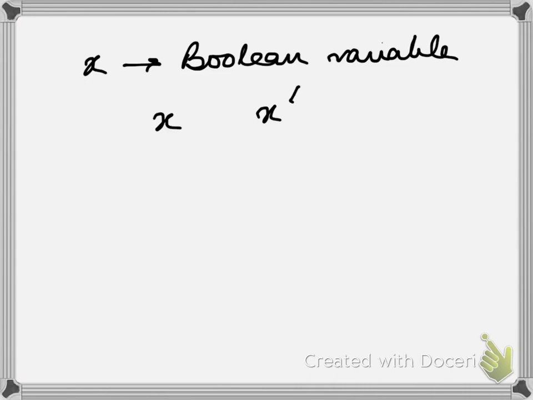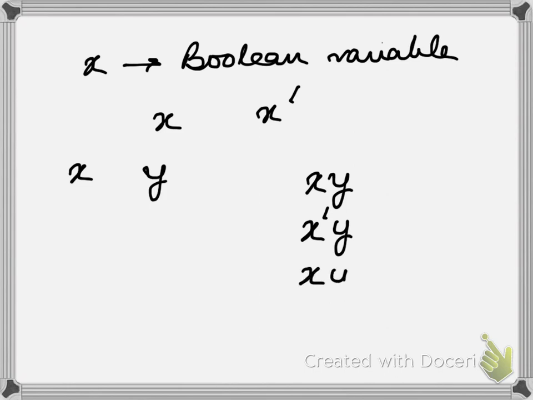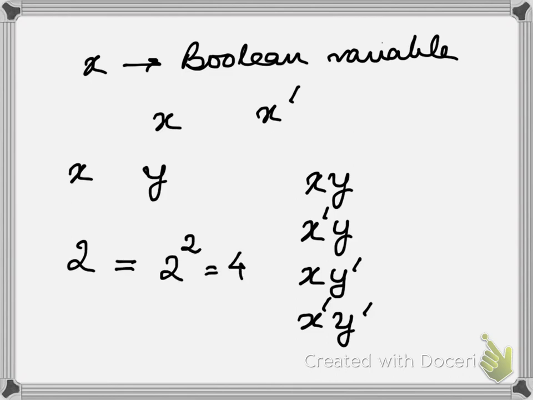Okay, so if I now consider two binary variables x and y, I can have four combinations of x and y. I can have both x and y unprimed, or x primed and y unprimed, or x unprimed and y primed, or both x and y as primed or complement form. So with two variables I get 2 to the power 2, which is 4 combinations.